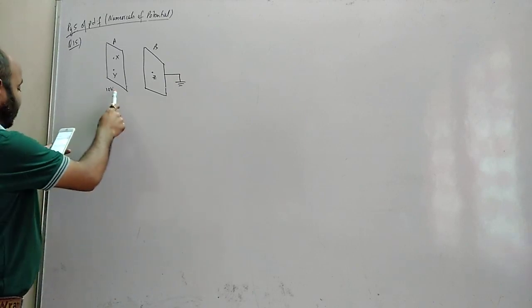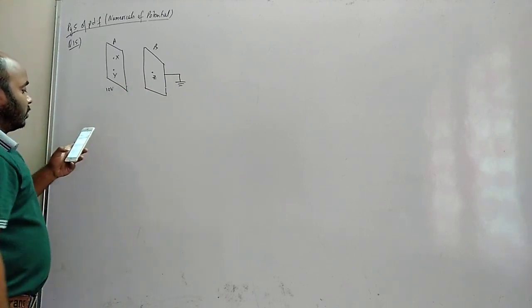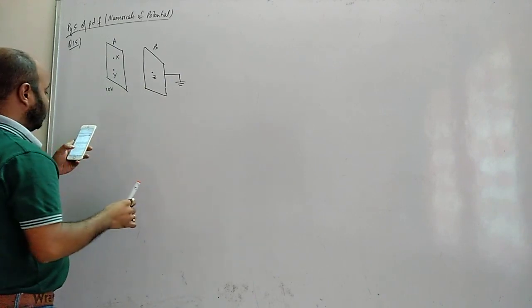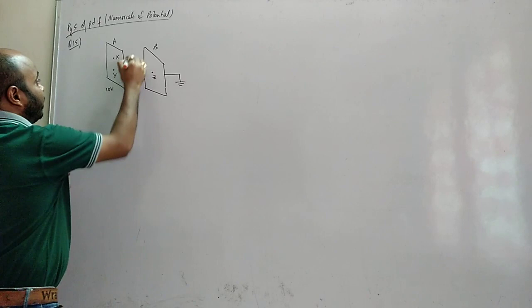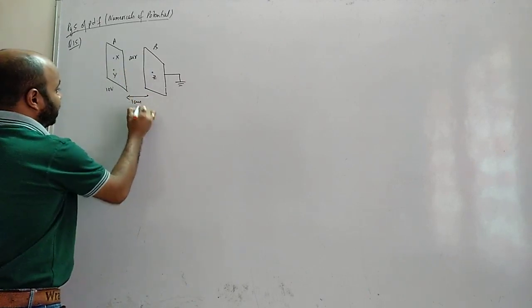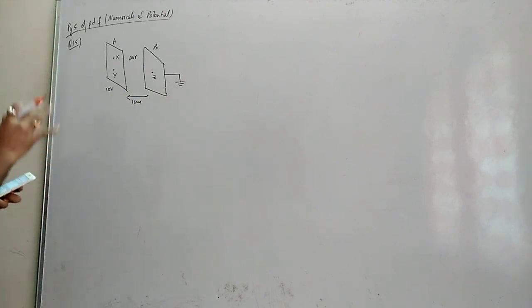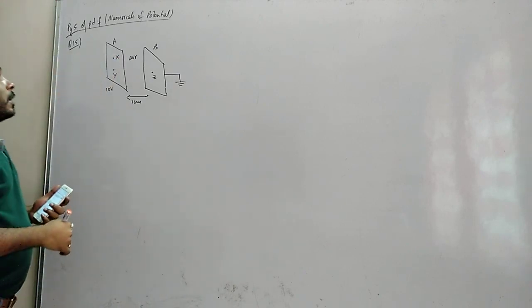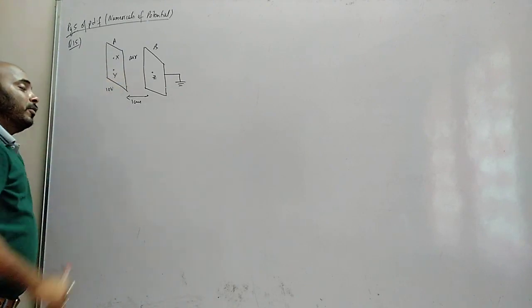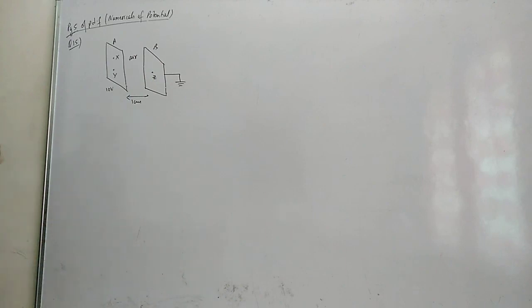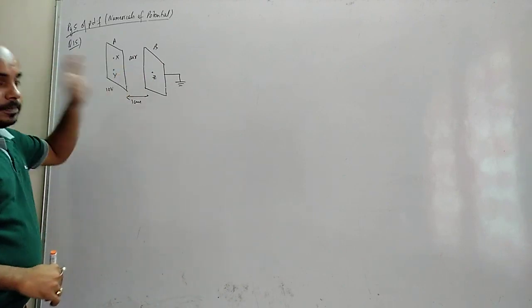Two identical plane metallic surfaces A and B are kept parallel to each other in air. That means in between we have air, separated by a distance of 1 centimeter. These are two identical plane metal surfaces. Metal A is given 10 volt and metal B is earthed. That is given to you. And 3 points are given to you, X, Y and Z.